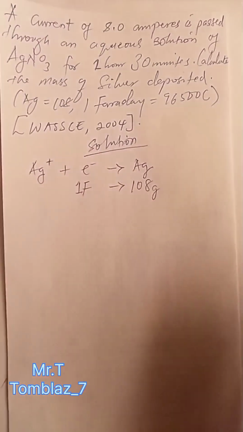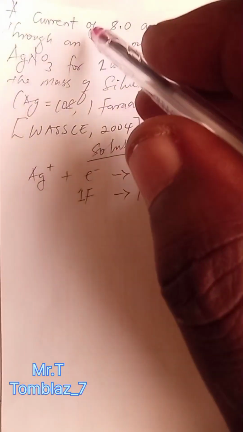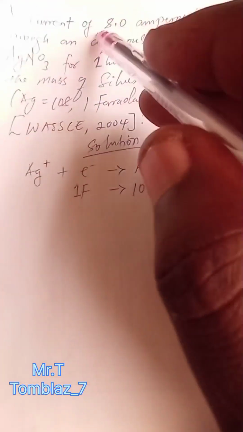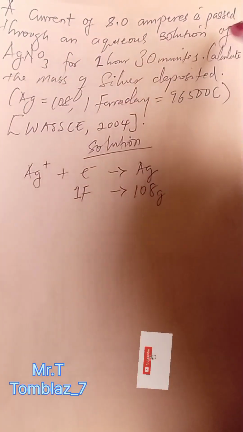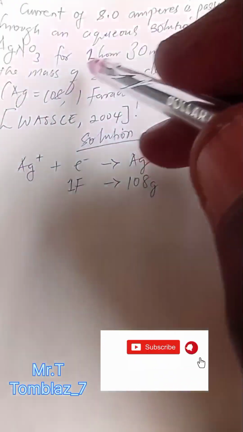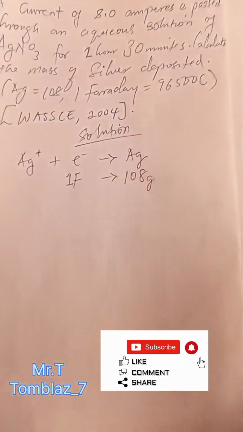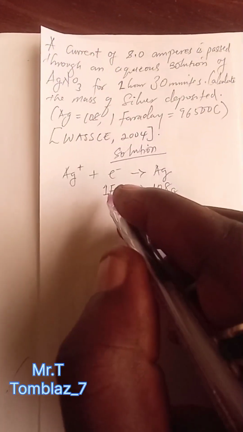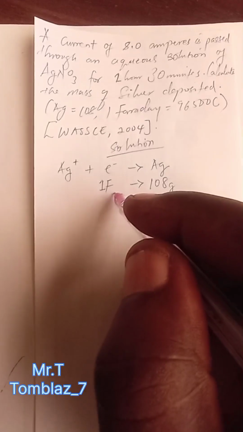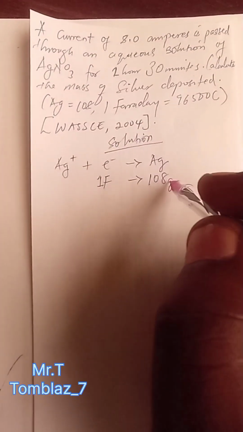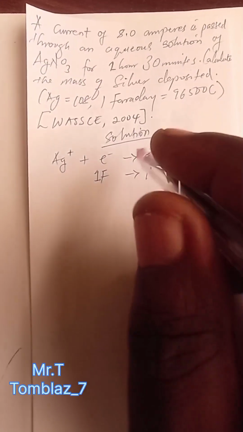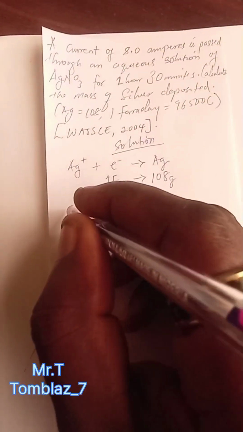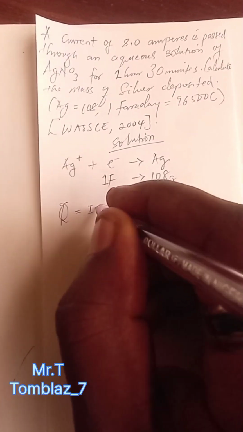Okay, so the question is saying that we should find the current. A current of 8 amperes passed through an aqueous solution of silver nitrate for 2 hours 30 minutes. We should calculate the mass. So since we are calculating the mass of silver, first let's relate something. Now we know that 96,500 coulombs of electricity will produce 108 grams. Then the other column that we will get from this time and this ampere, let's calculate it first, because charge is equals to what? Current times what?